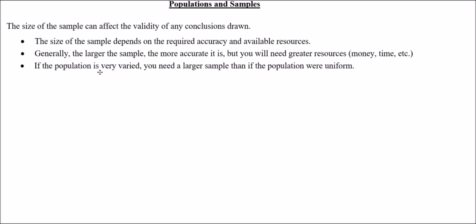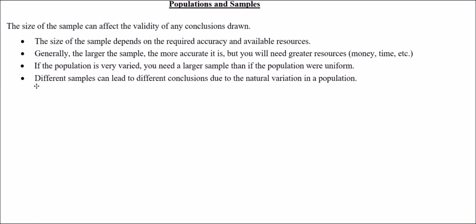If a population is very varied, with lots of different subgroups and types of items in it, you'd need a larger sample than if the population were uniform. And by uniform, I mean much of a muchness. There's not much variation. So in a very varied population, you should, if possible, go for a bigger sample size. Different samples can lead to different conclusions because no two samples are necessarily exactly the same. And that will happen, like I said, because of natural variation in a population.